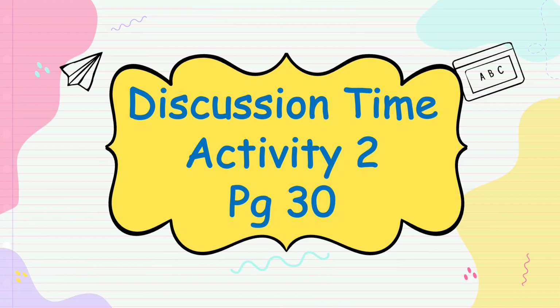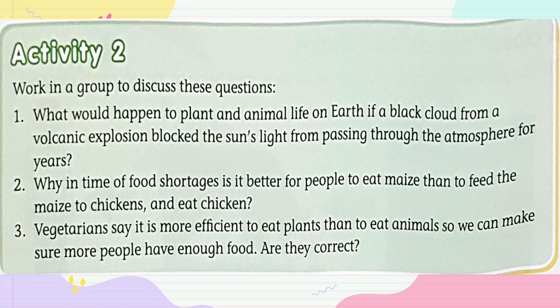It's time for discussion now. Activity 2 on page 30. What do you think will happen to the plant and animal life on Earth if a black cloud from a volcanic explosion blocked the sun's light? Yes, there will not be any more plants and animals in the world, right? Because if the sun's light does not reach the earth, what will happen? The plants cannot make food.